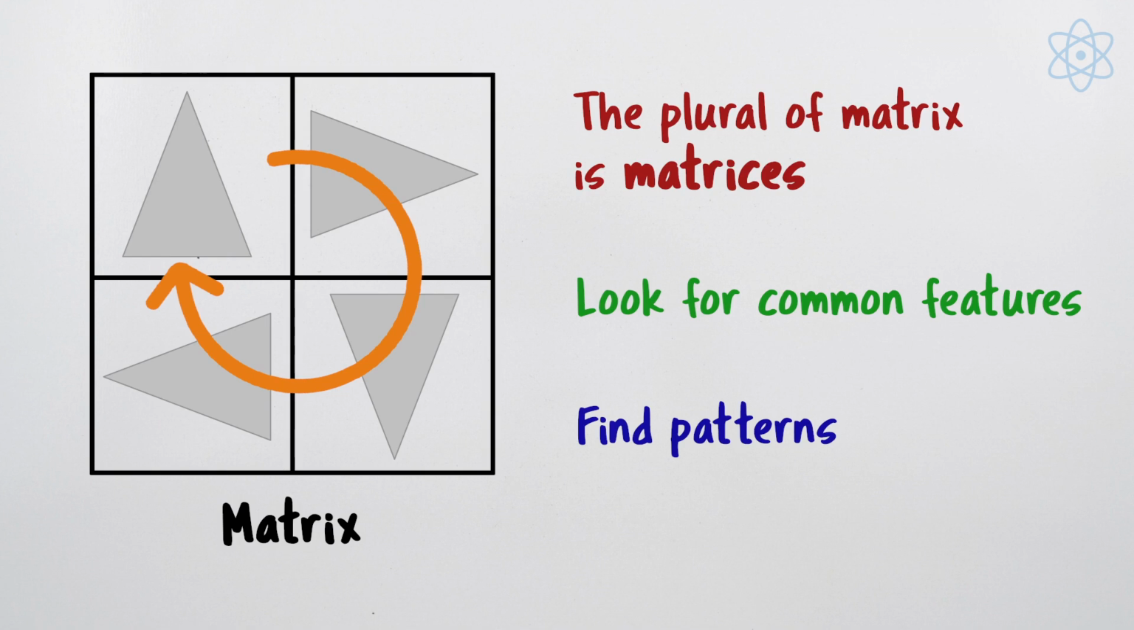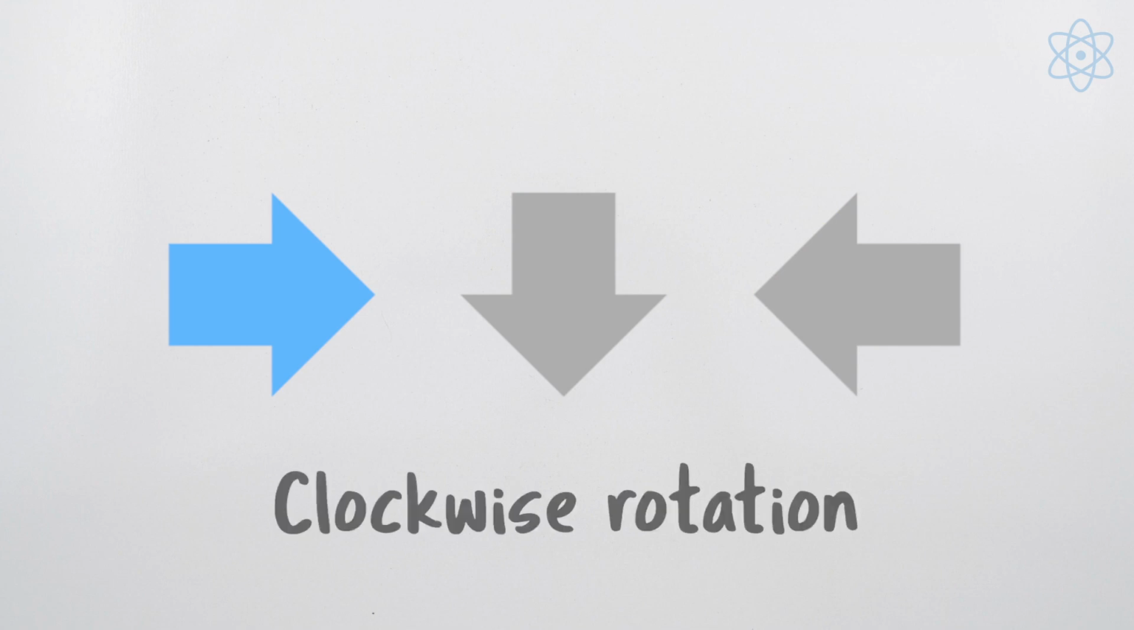The sequence doesn't have to only move in a straight horizontal line, it can move around the box in any direction. Look at this sequence of shapes. What can we notice? All of these shapes are the same shape, but they are positioned differently. This shape is a 90 degrees clockwise rotation of this shape, which is a 90 degrees clockwise rotation of this shape. So in this sequence we have identified that there is a pattern of clockwise rotation.